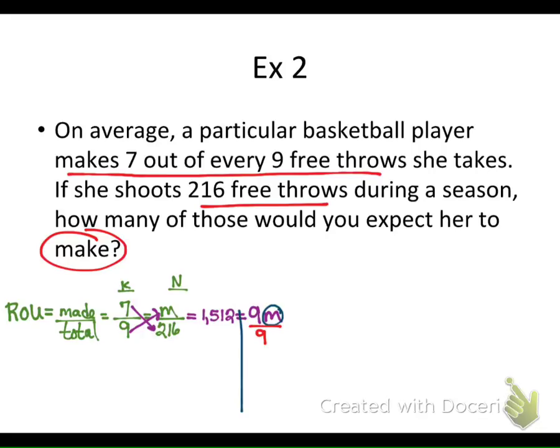So m equals 168. 168. So what does 168 represent? Yeah, so free throws made.